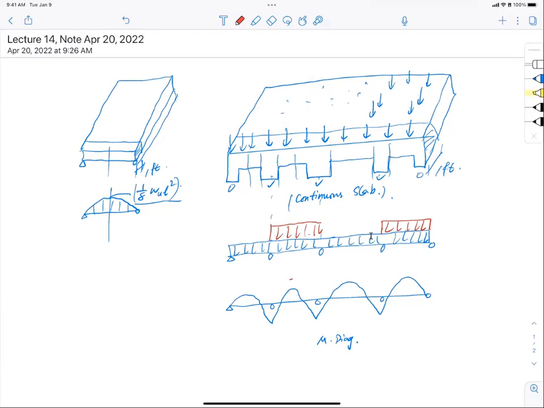Because I put load here. But at the same time, I will have to reduce the negative bending moment, right? So depending on how it goes, I may have to alter my bending moment diagram. Okay, I'm just making things up. I haven't done a calculation, I'm just drawing by hunch. So the change may affect your maximum bending moment in the middle span, but reduce your negative bending moment at the support.